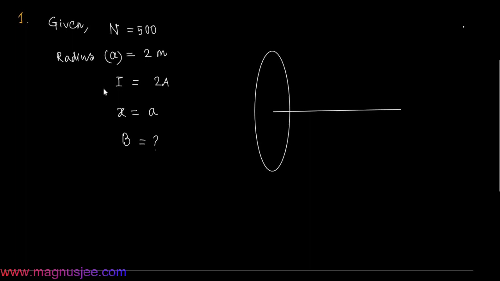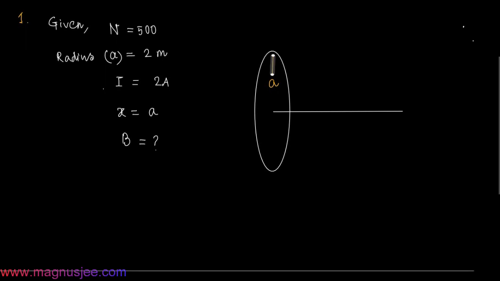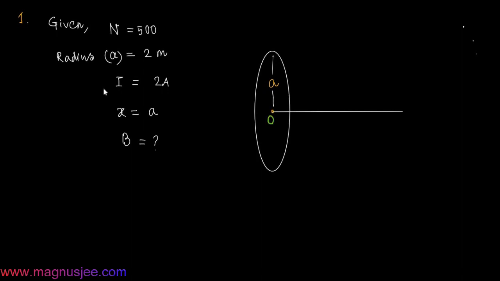This is the current carrying circular coil. We can draw the axis of the circular coil. A is the radius of this circular coil. O is the center of the circular coil and an electric current I flows through the circular coil, and due to this flow of current, a magnetic field B will be acting at the point at a distance x on the axis of the circular coil.